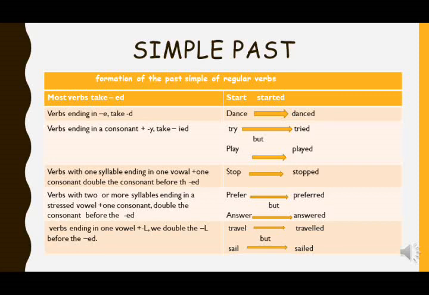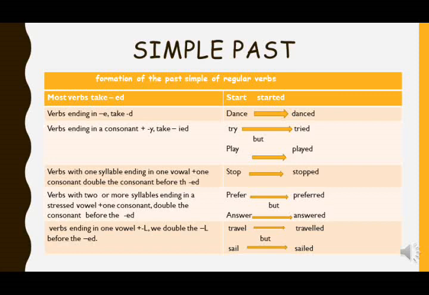Verbs ending in a consonant plus Y take IED for most of the verbs. For example, try becomes tried, but play is an exception, so the past of play is played. Verbs with one syllable ending in a vowel plus one consonant double the consonant before the ed. For example, stop, stopped.